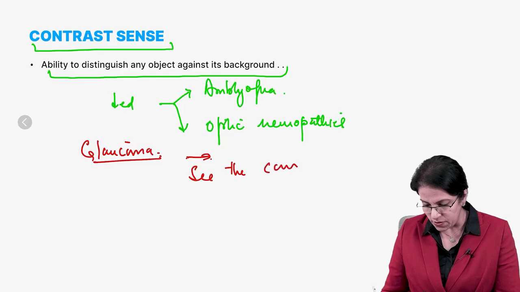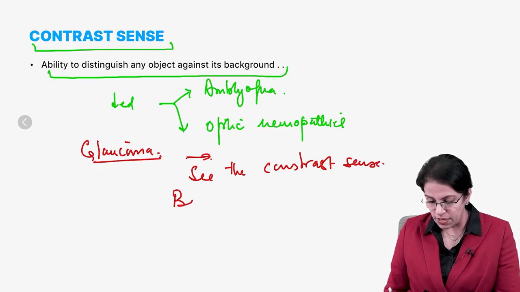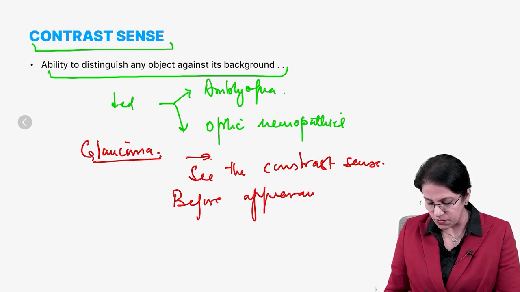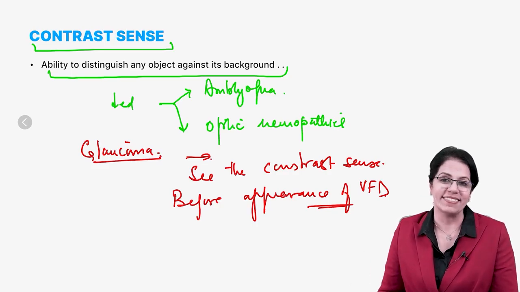Okay, so if you look at the contrast sense of that patient and we want to assess the glaucoma patient before appearance of visual field defects. Just let's know this because visual field defects and scotomas only appear after one level of damage has happened. Okay, next is your color sense.